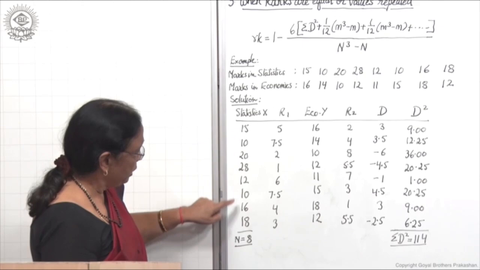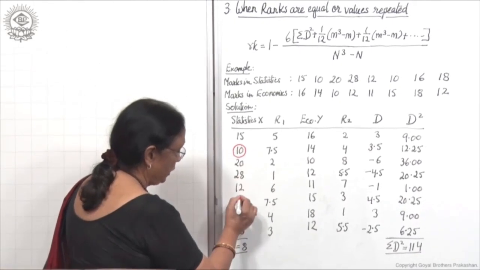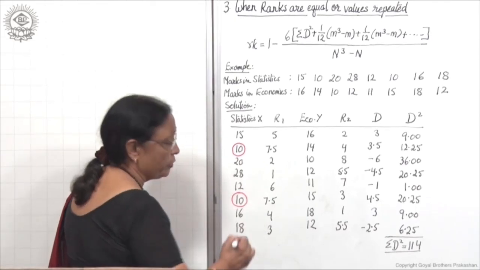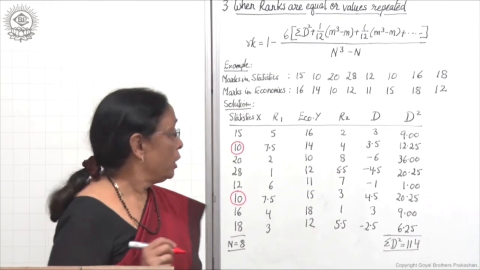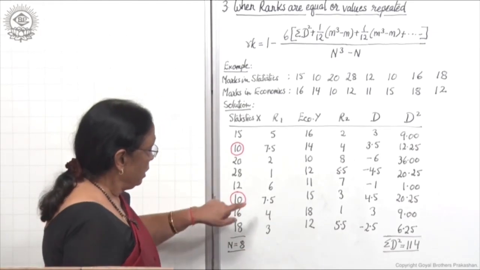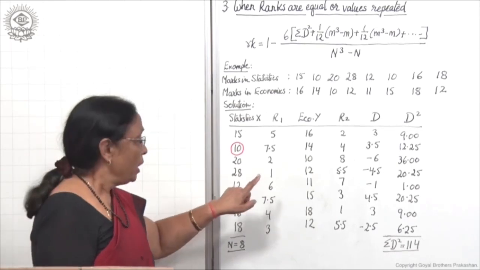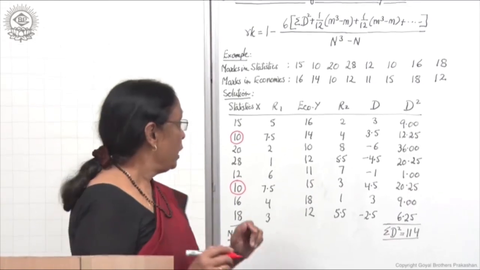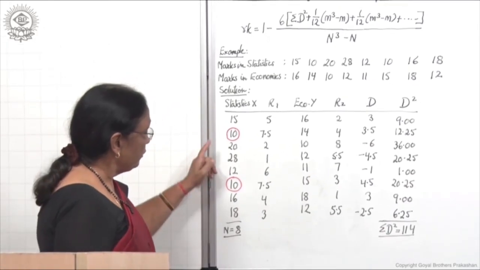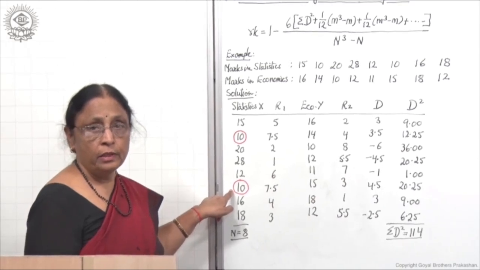As you move on here, then we find that the 10 is repeated here. That means 2 children have scored 10 marks, right? Now in this case, till 12 we have given 6th rank, okay? Now next is 7th rank, okay? Now when we move to 7th rank, then we find that 2 have got 7th rank in this case.